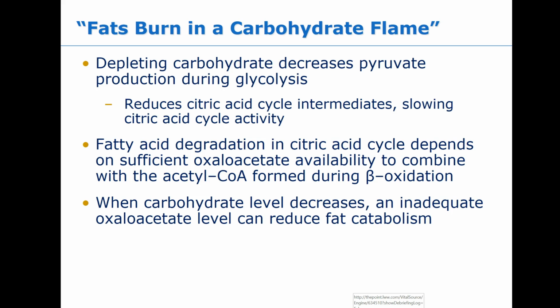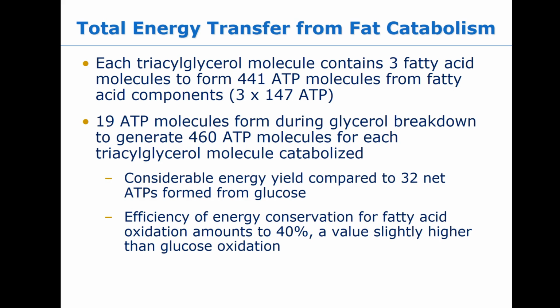Depleting carbohydrates decreases pyruvate production during glycolysis, and this reduces citric acid cycle intermediates, which slows the CAC activity. So this fatty acid degradation that occurs in the CAC depends on sufficient oxaloacetate availability to combine with acetyl-CoA formed during the beta oxidation. And when carbohydrate levels decrease, an inadequate oxaloacetate level can also reduce that fat catabolism.